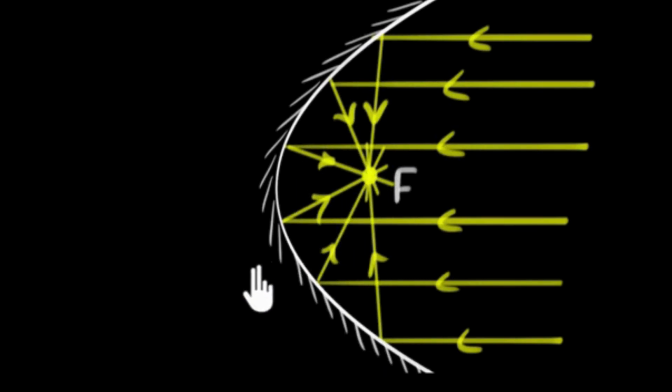But this time we're going to talk about what will happen if you were to make the outer surface reflecting. That's the focus of this video. What happens if you make the outer surface reflecting? So let's do that. Let's get rid of these rays and let's make the outer surface reflecting.